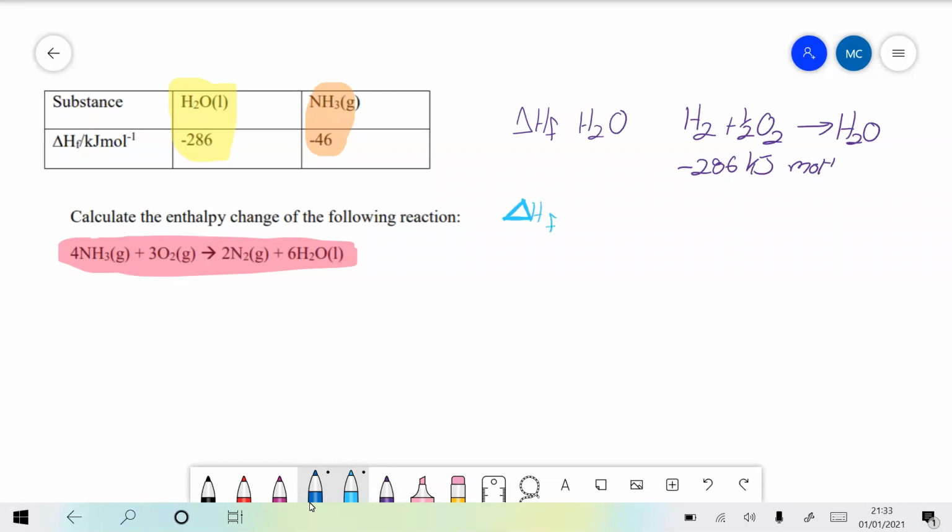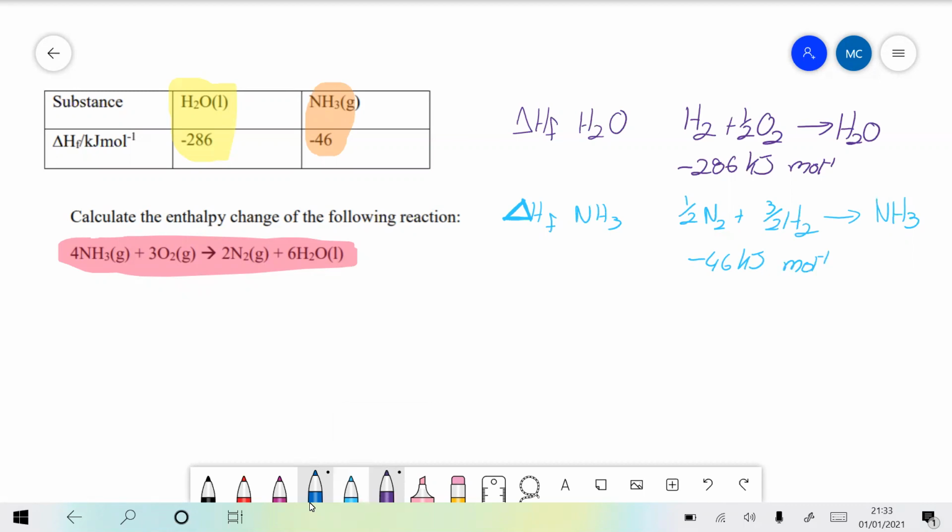We also have delta HF of NH3, and this would be half N2 plus 3 on 2 H2 to give NH3. Remember, if you are not sure how you're writing the equations, look at last week's video. What we're doing is we first balance the equations, and we actually do them for 1 mole of ammonia. And this value is minus 46 kilojoules per mole.